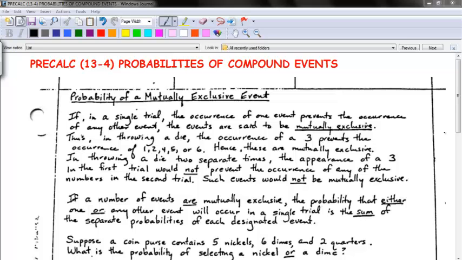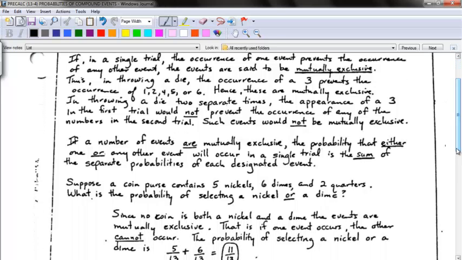If a number of events are mutually exclusive, the probability that either one or the other will occur. Now, here's where I want you to start highlighting keywords on these: the "or," the "either or." If a number of events are mutually exclusive, the probability that either one or the other will occur in a single trial is the sum of their separate probabilities. So let's look at an example.